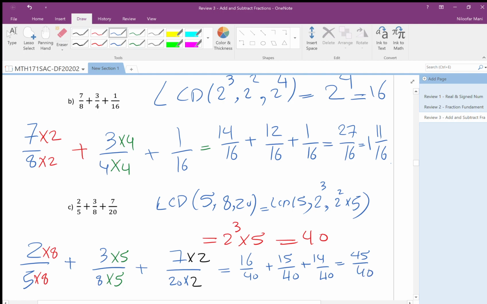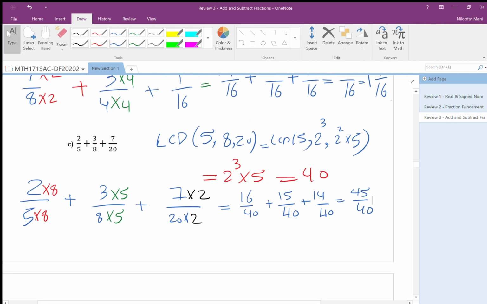40. How many 40 do I have there? 1. What is left? 5 over 40. Can I simplify? Yes, I can simplify. I can do, even from the beginning, I can say it is, am I right? 14, 15, 16, so 30, 45, 10, 20, 30, 40, 45.